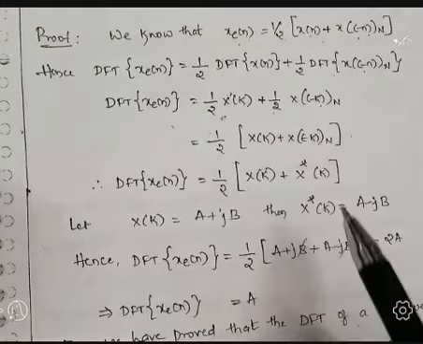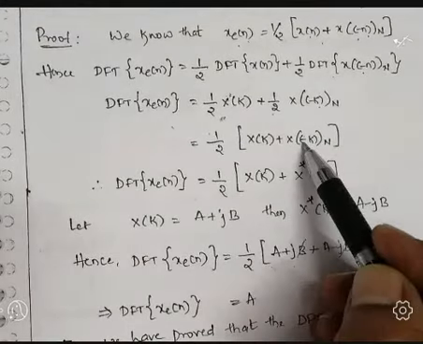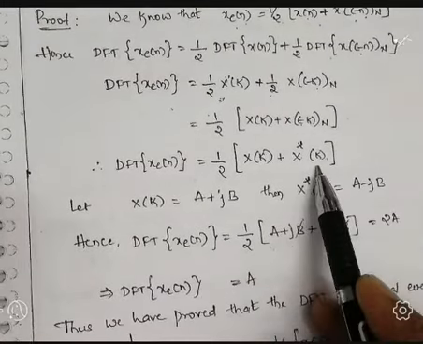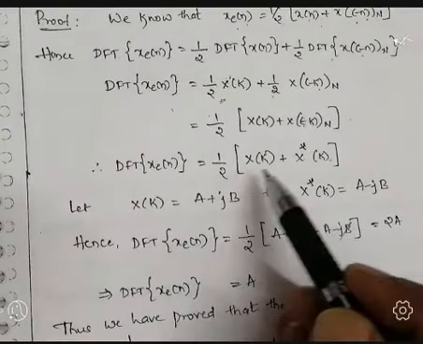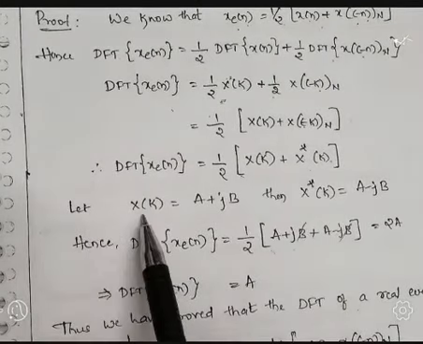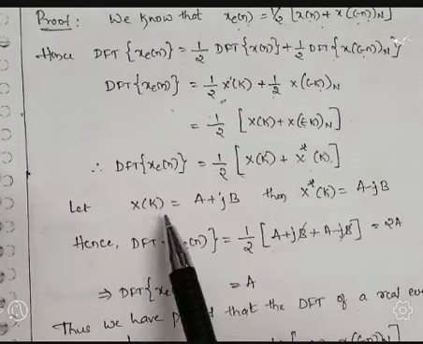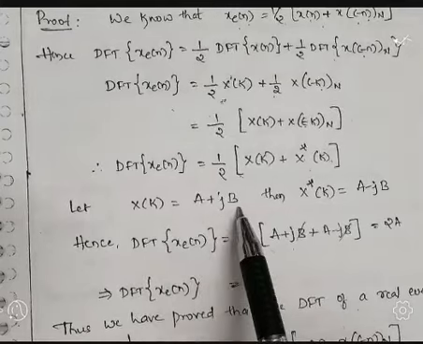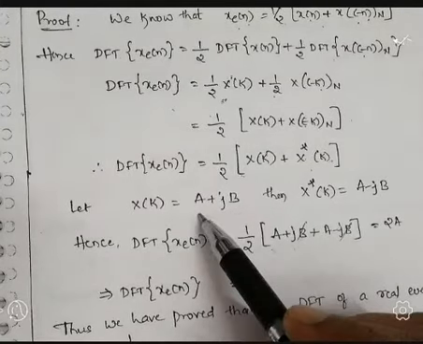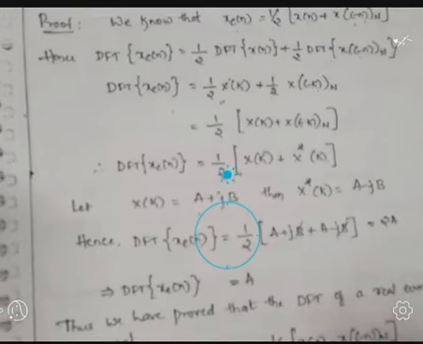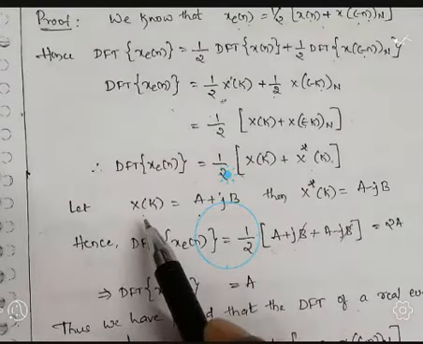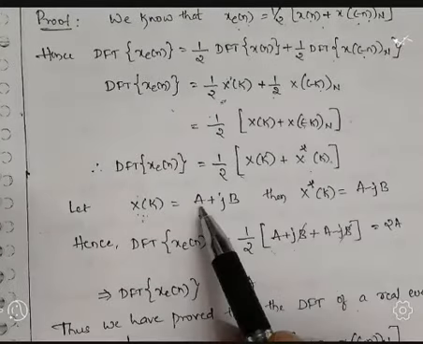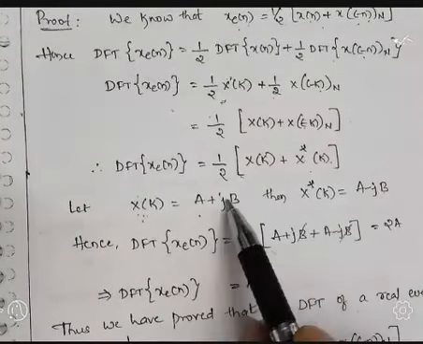We already discussed that X of minus k is nothing but the complex conjugate of X of k. After this step, I will take one assumption: X of k equal to a plus jb, where a acts as the real part and b acts as the imaginary part. If I take the complex conjugate of X of k, it equals a minus jb, changing the sign of the imaginary part.